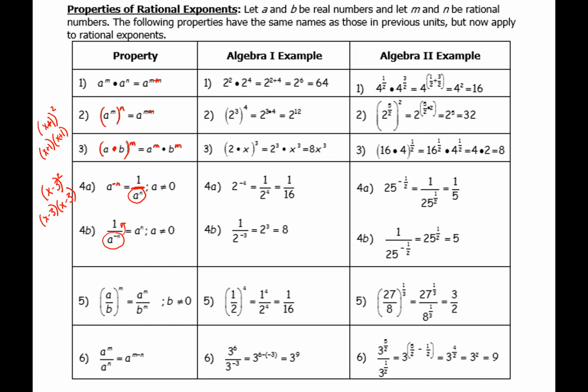Similar to rule number 3, rule number 5 says that if you have a quantity that's being divided that's raised to a power, we can distribute there as well. It's only multiplication and division. It is not addition and subtraction. And then the last rule is if you have a fraction where both numerator and denominator have the same base, then their exponents can be subtracted. Okay, so let's get into some actual examples and practice.